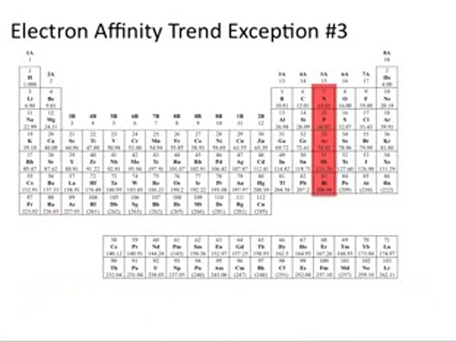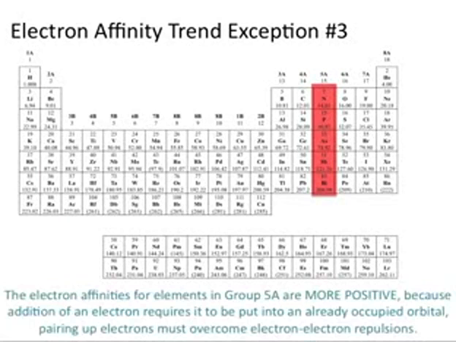And the third exception is the elements in group 5A. The electron affinities for the elements in group 5A are more positive because the addition of an electron requires it to be put into an already occupied orbital. So again, remember, as you're filling in electrons in each new shell, the first 2 electrons go into the s subshell. Then you start putting electrons into the p subshell, with the first 3 electrons going into different orbitals. But remember that p subshells only have 3 orbitals, so the addition of a 4th electron into the p orbital requires it to pair up with an electron.